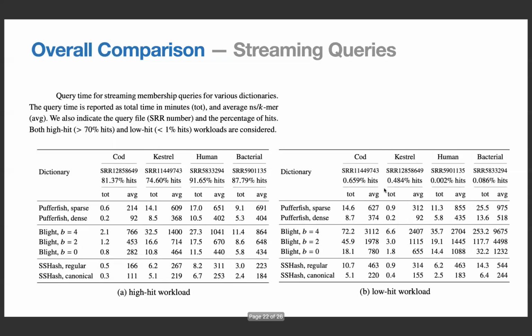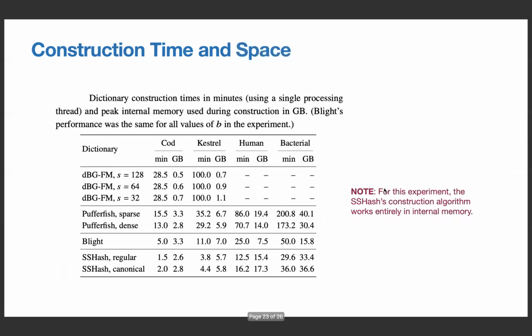And this is also going to be true for streaming queries. So when we are not just performing random lookups, but when we are actually performing lookups in order from a query sequence. That's also the case in which SSH is sensibly faster than previous schemes based on hashing.